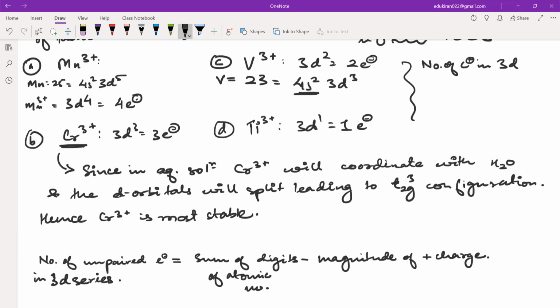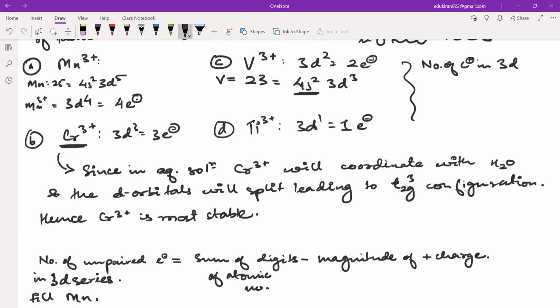Okay, now this will not happen either. Wait a second, this will be only till manganese. You can have this only till manganese. After that it won't work, I guess. Maybe it can work for one more element after manganese, but not after that.